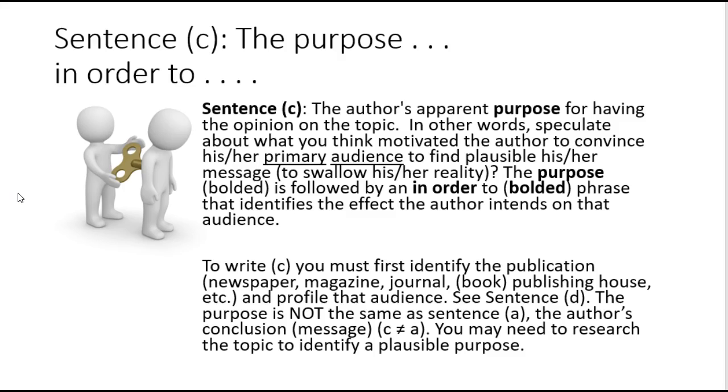So, and then you take a look at the audience that that particular magazine or journal is aimed at, and you have a better understanding of who the author is trying to convince, okay? Are they educated? Are they not educated? Are they business owners? Are they tech people, working in a company? Are they salesmen trying to sell you something? So this is really pretty important. So just remember that sentence C is not a repeat of sentence A.